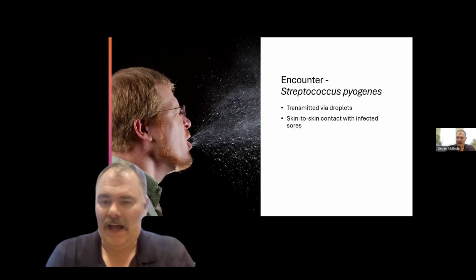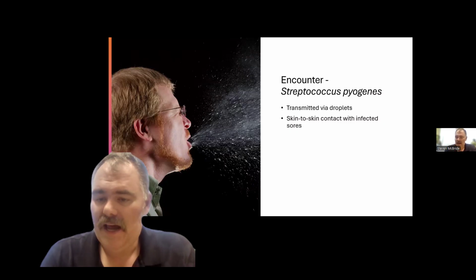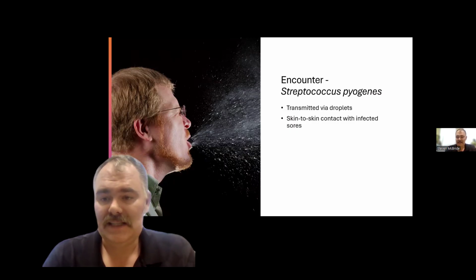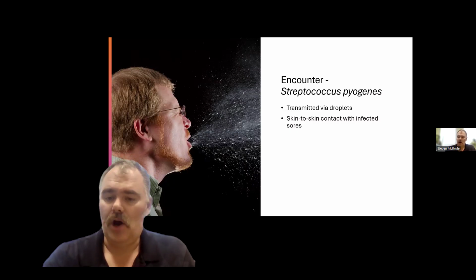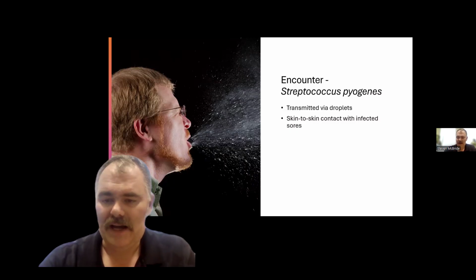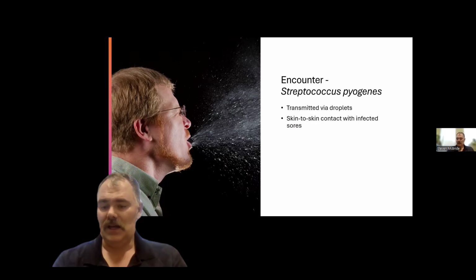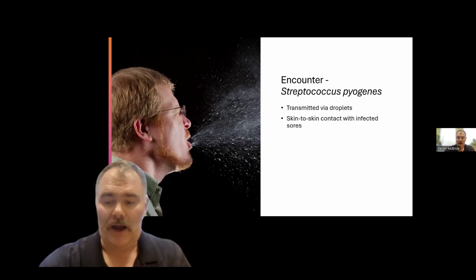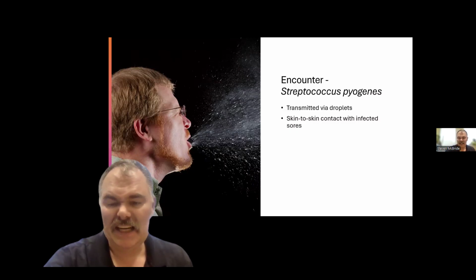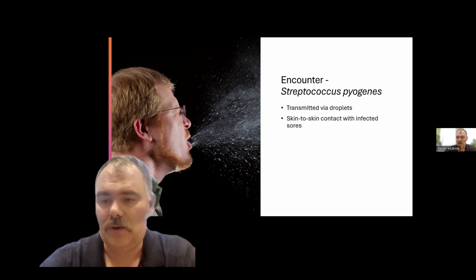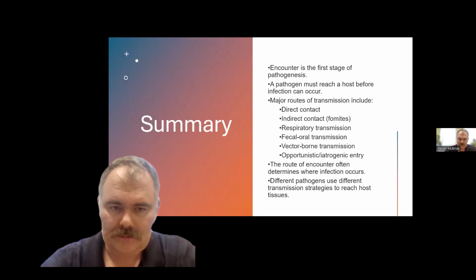Streptococcus pyogenes can encounter hosts through multiple routes of transmission. It is commonly spread through respiratory droplets released when infected individuals cough, sneeze, or speak, making it a frequent cause of strep throat. However, strep pyogenes can also be transmitted through direct contact with infected skin lesions, leading to diseases such as impetigo. Because it can spread through both respiratory and skin contact routes, this organism is capable of causing a wide variety of infections. This highlights how a single pathogen may use multiple transmission strategies to reach different tissues within that host.